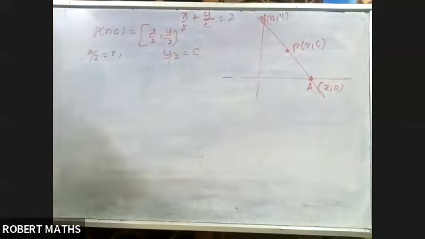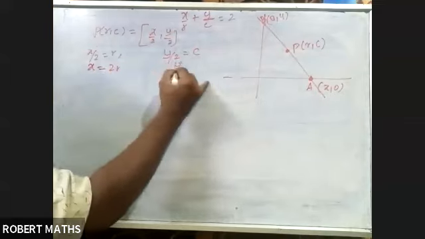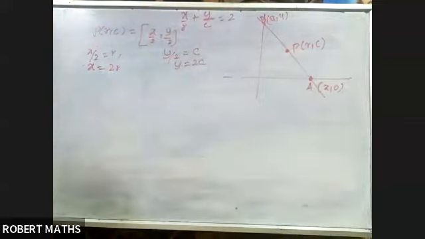Now we have found this. x by 2 equals r, so x equals 2r, and y equals 2c.